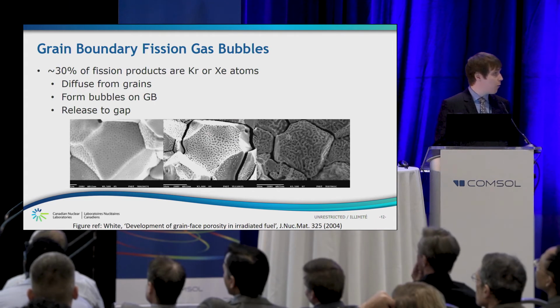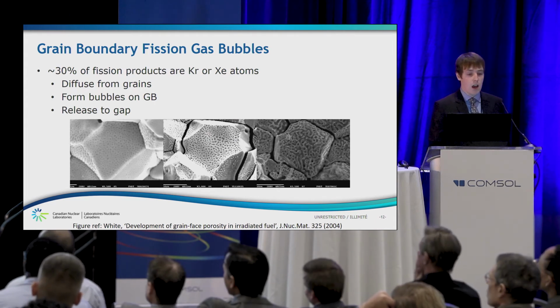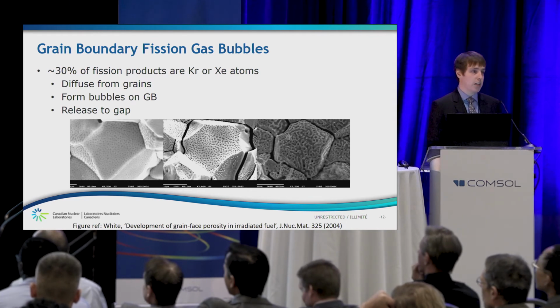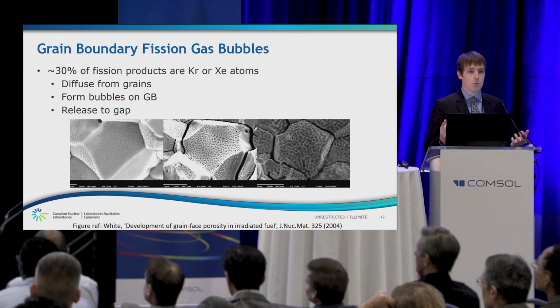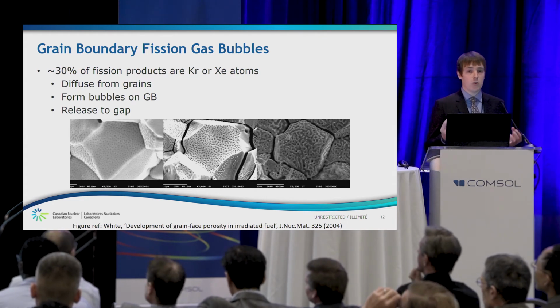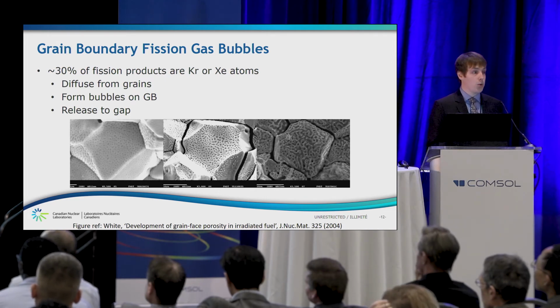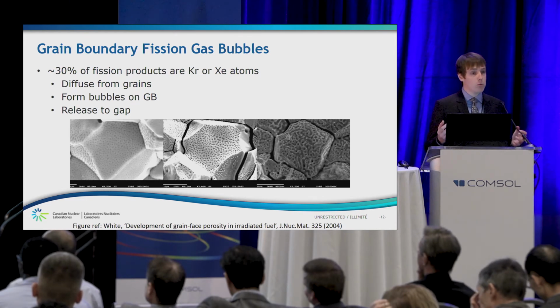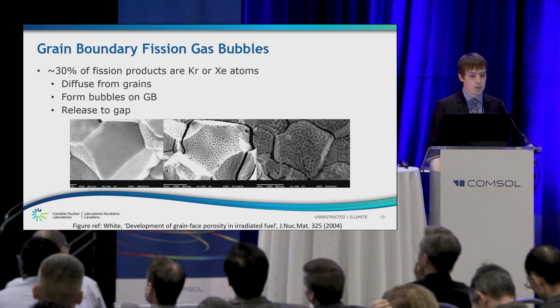So for the second half of my talk, I'm going to discuss some more recent work I've done on grain boundary fission gas modeling. I kind of alluded to this a little bit before, but some of the fission products are gas, roughly 30%. So that xenon and krypton doesn't want to stay inside the grain. It's very insoluble. So it diffuses around and eventually makes its way to the grain boundary. It doesn't really want to be high pressure at the grain boundary, so it starts attracting vacancies.